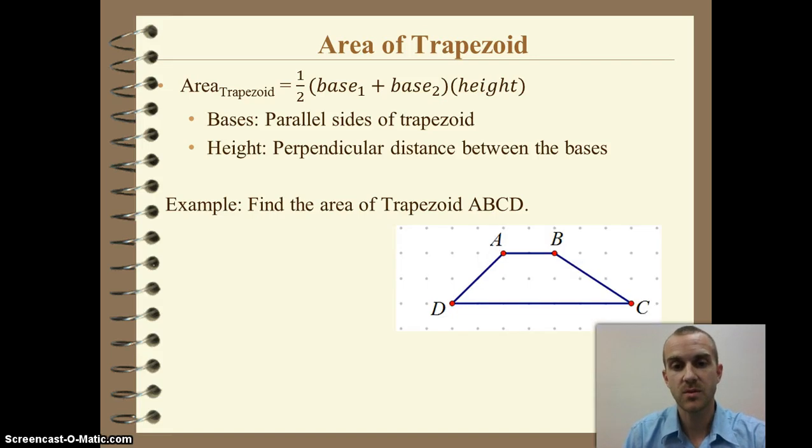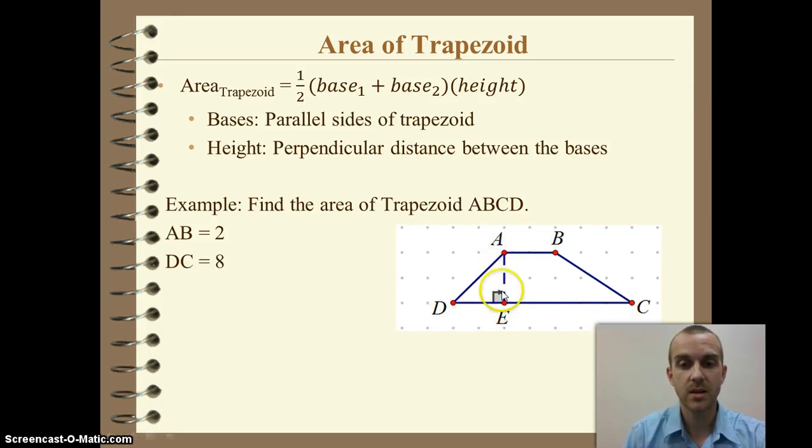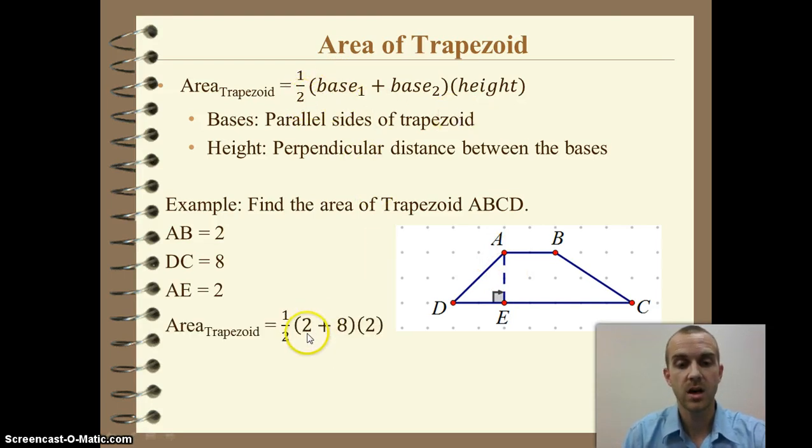So here's an example. First, I want to recognize what are my bases. So it'd be AB, which in this case is 2 units. DC, if I counted, would be 8 units. And to find the perpendicular height, I can draw that in, and I recognize that it again is 2 units. So if I put each of the parts into my formula, I would have 1/2 of the quantity 2 plus 8 times 2. So 10 times 2 is 20. 20 divided by 2 is 10.